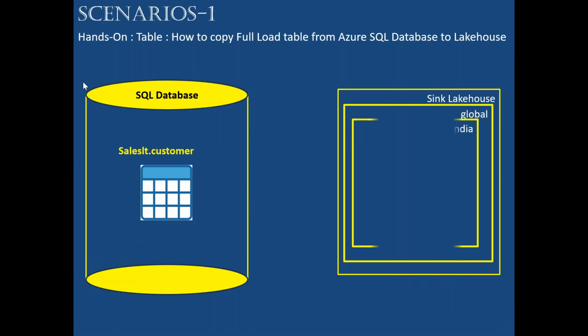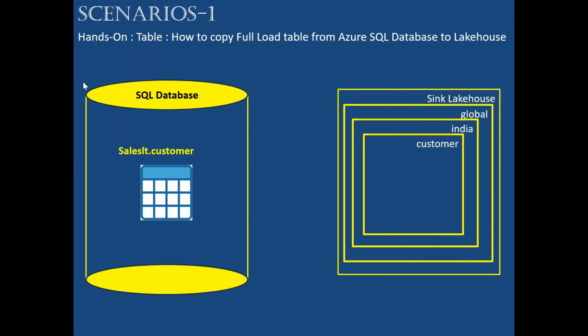This data you want to load into the global India customer folder, you can directly copy. So table copy is very straightforward, right? You just select a table at the source side and you will copy that particular table data into the folder and file. Correct? It is very straightforward. But whenever you are using a table, what is the problem with the table?